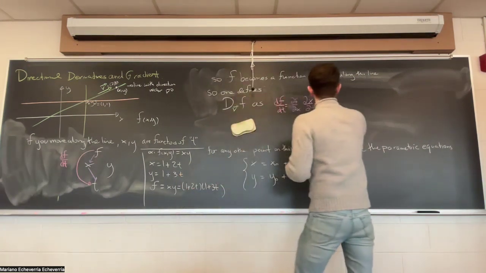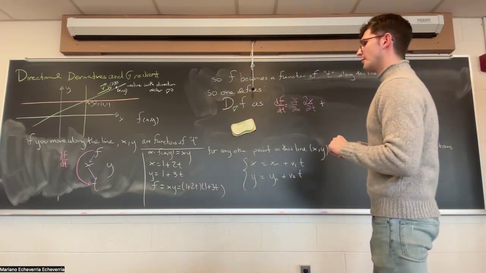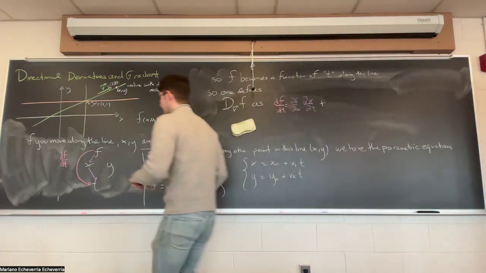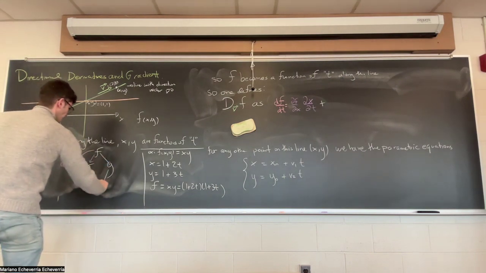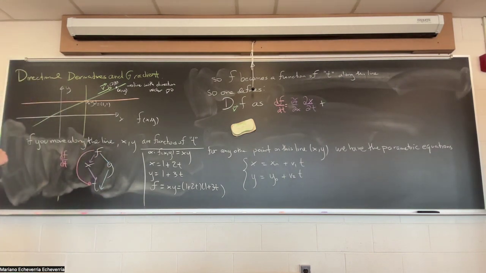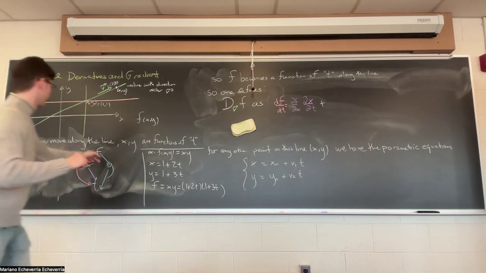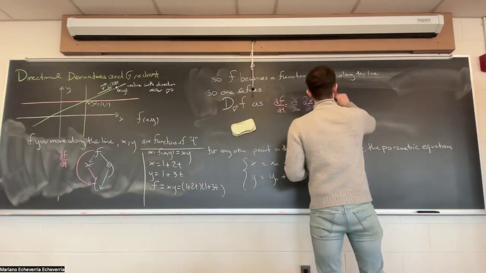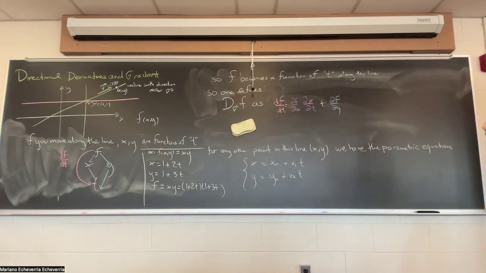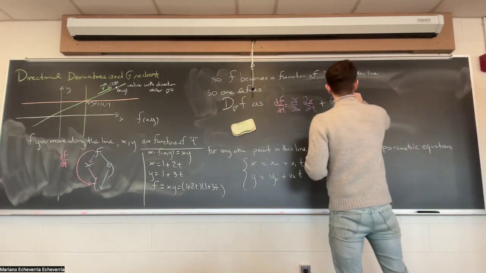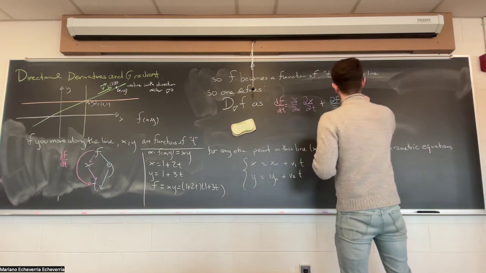Plus, there's another path to go to t. In this other path, you go from f to y, times the derivative of y with respect to t.